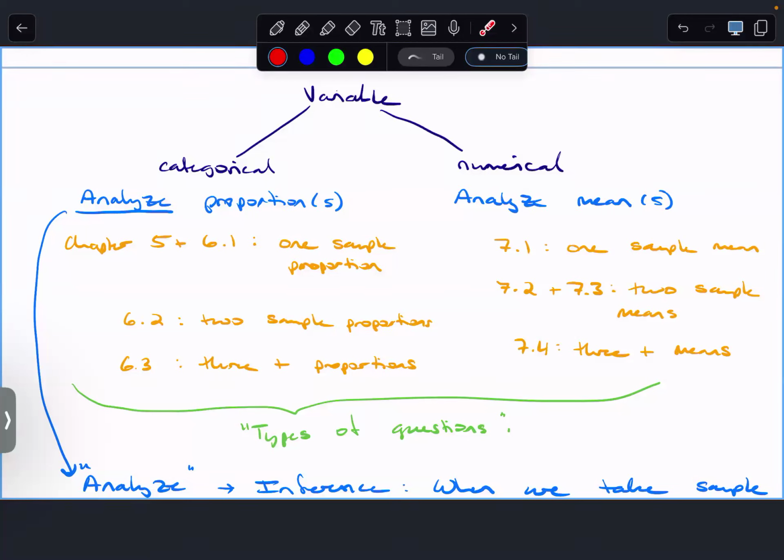And so for a categorical variable, which is where we're going to start, we analyze proportions. We might just have a single proportion, right? Did more than 50% vote in favor of this candidate, right? Significantly more, right? Those are the questions that we're going to answer.